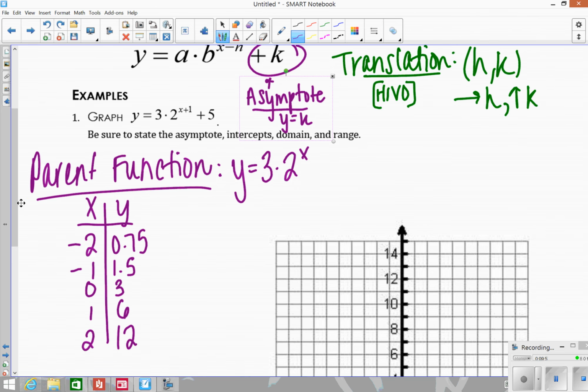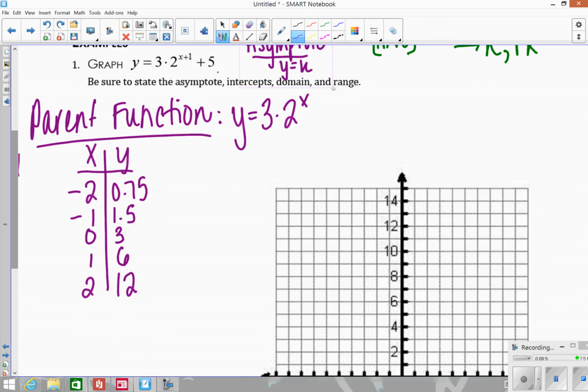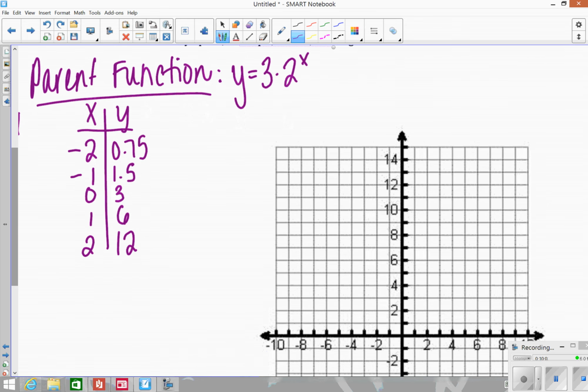And now I'm going to go ahead and graph that. So I have negative 2, 0.75, negative 1, 1.5, 0, 3, 1, 6, 2, 12. And again, we know that the parent function is going to have an asymptote of y equals 0, so basically this is not going to cross the x-axis. So it's going to flatten out and then just get steeper and steeper. So this is our parent function.